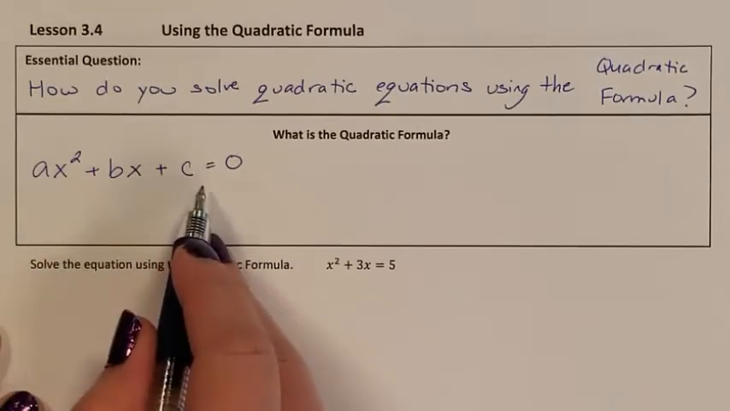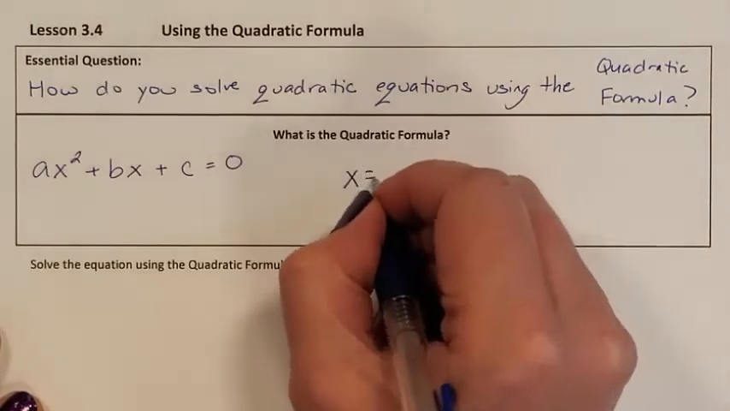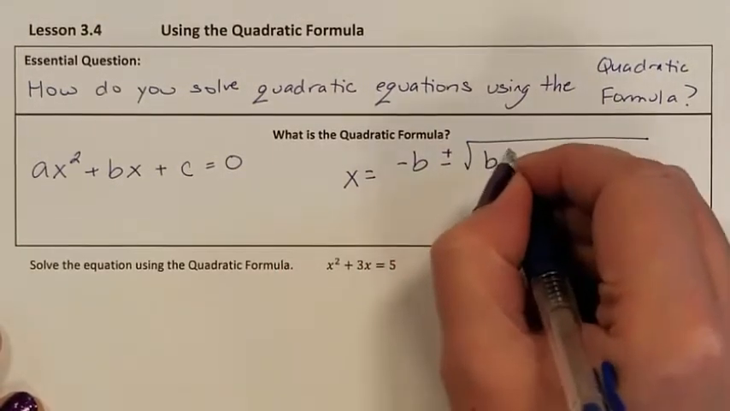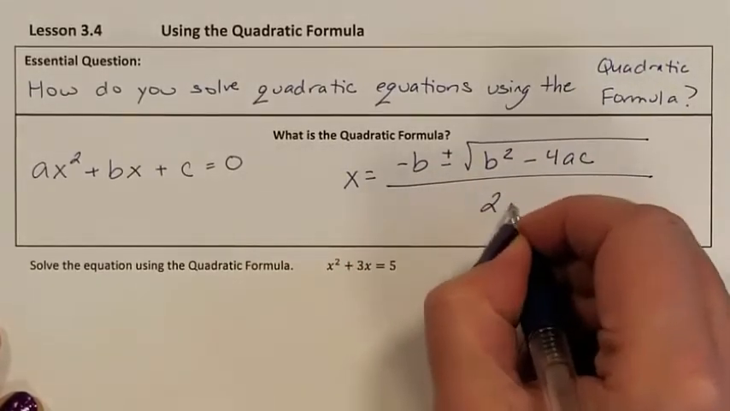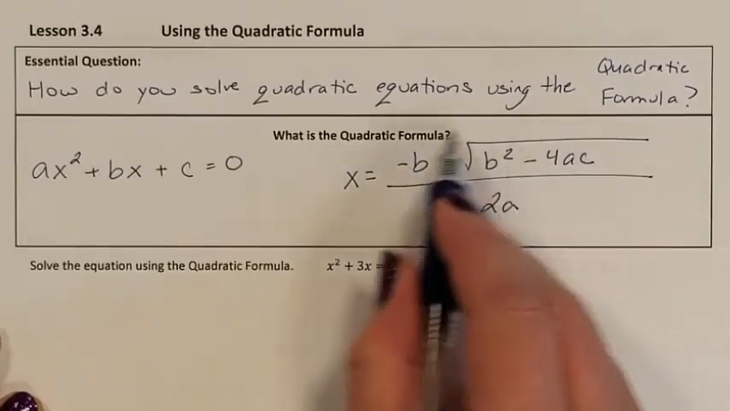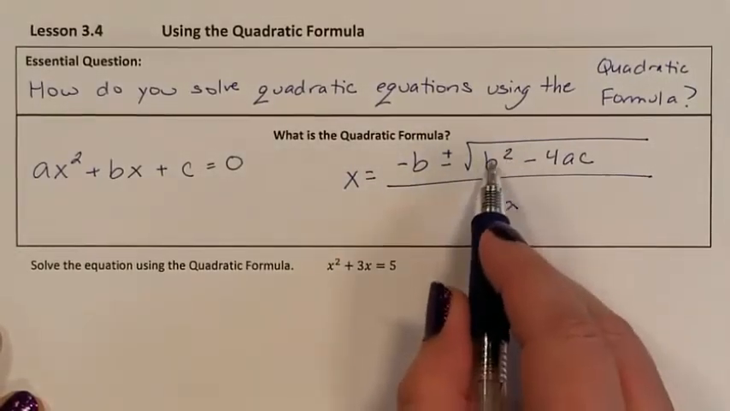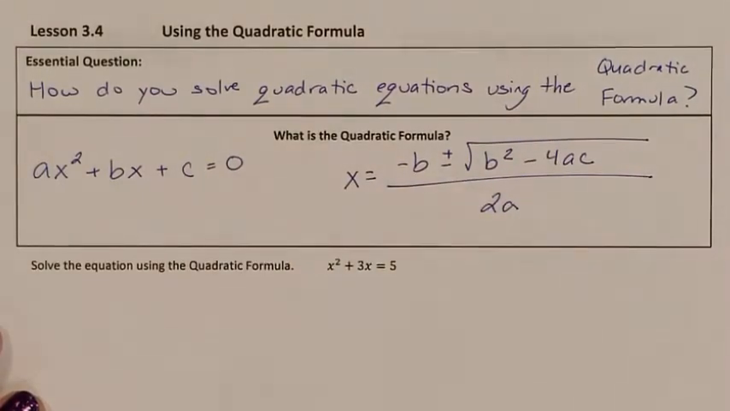If you have it in this form, then you're able to use the quadratic formula, which is x equals negative b plus or minus the square root of b squared minus 4ac all over 2a. The entire thing is the numerator, and all of this is over 2a. The b squared minus 4ac, all of that is inside of the square root.